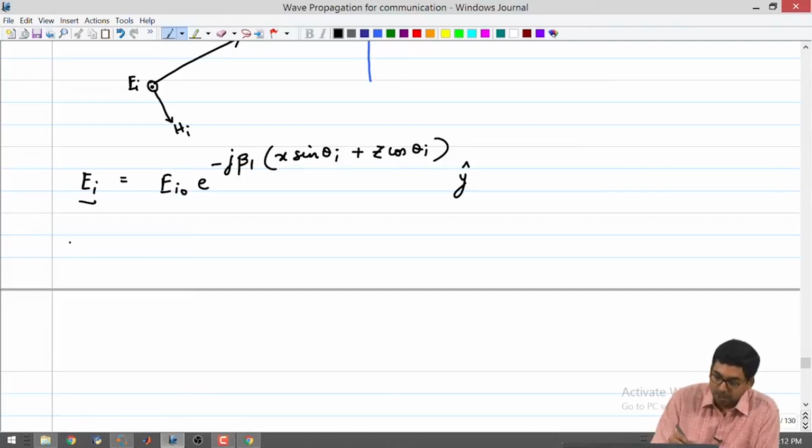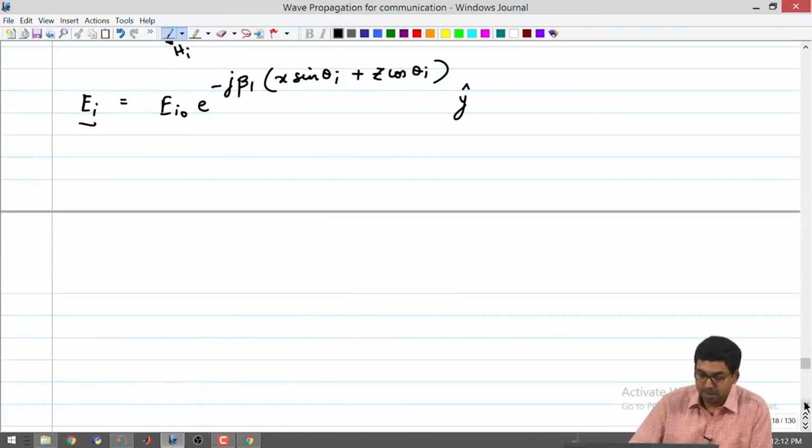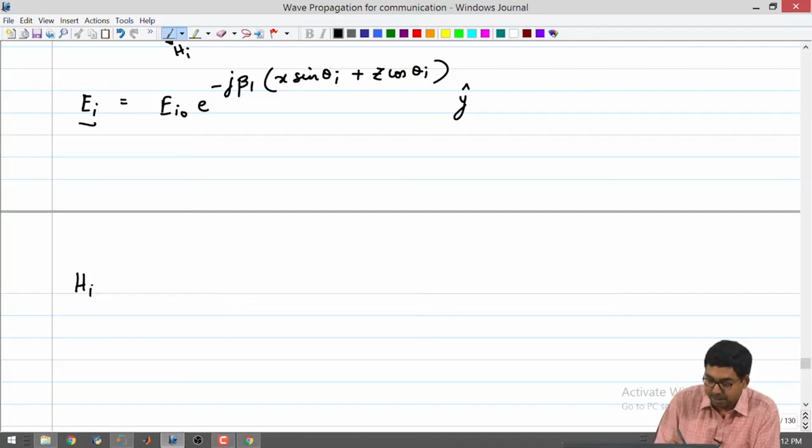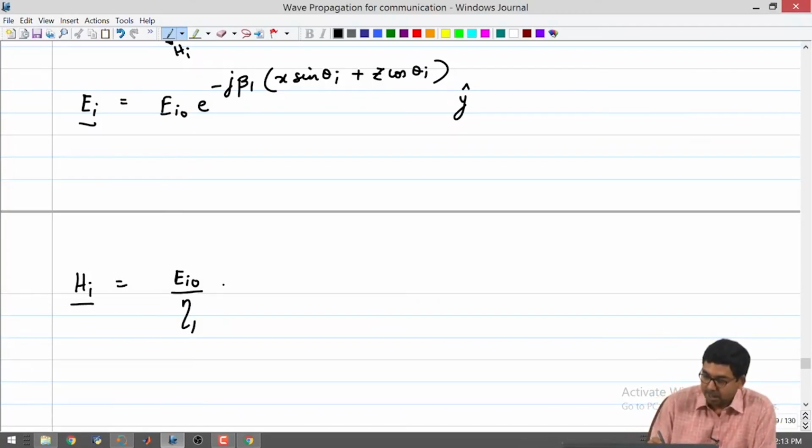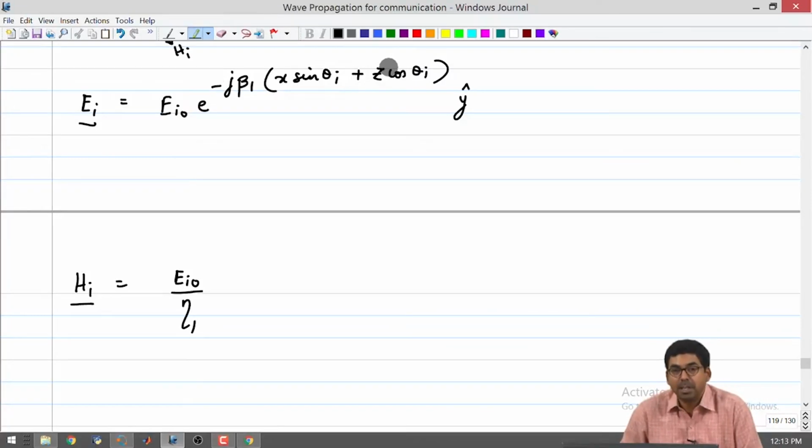So, I think now I am going to write down the full vector expression for the magnetic field also. So, I am going to write H_i is equal to, of course, the magnitude part is going to be divided by the intrinsic impedance of the electric field incident, right, multiplied by, I already know the form of the expression from the perpendicular polarization, that it is going to look exactly like this. If you go back to the notes and look at the form of the expression for the magnetic field, it would have been identical.